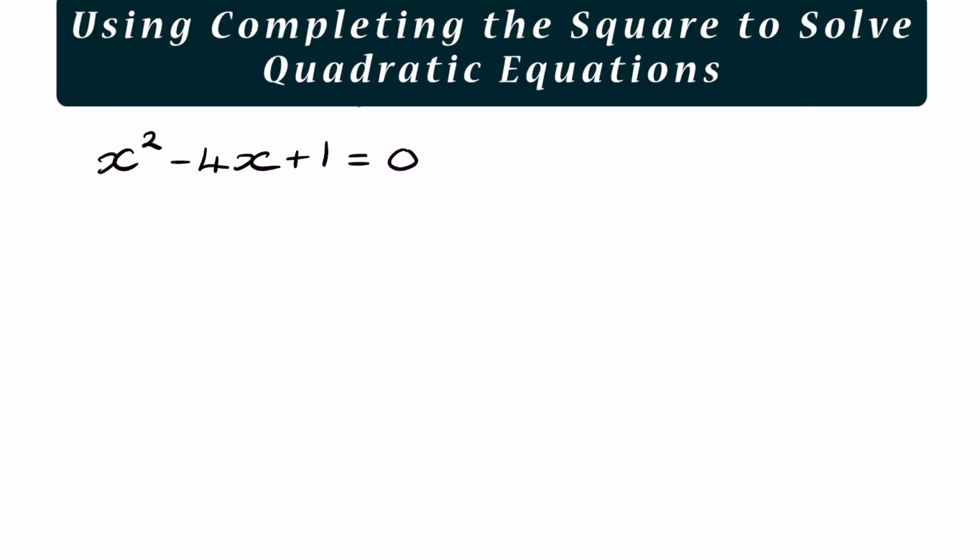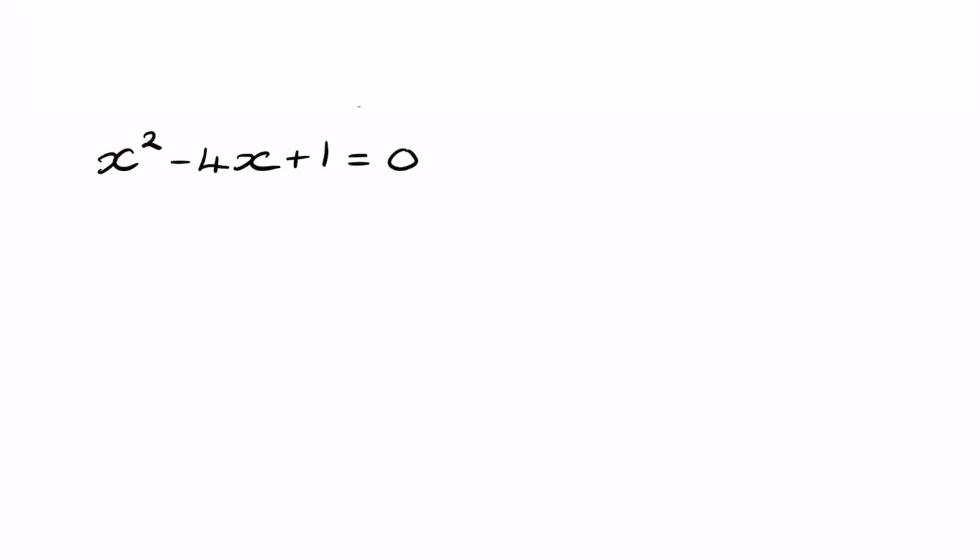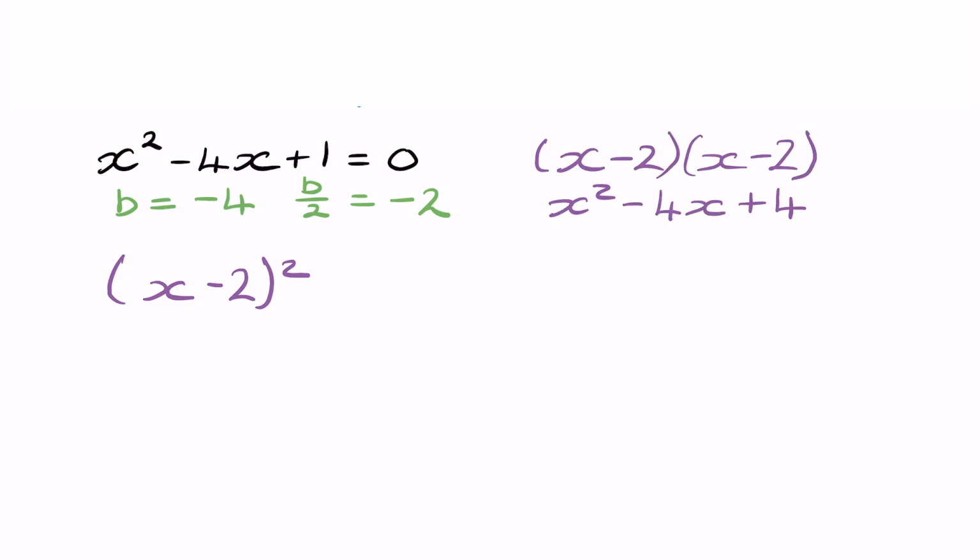Now we're going to go on to actually use completing the square to solve quadratic equations. We have the quadratic equation here, x² minus 4x plus 1 equals 0. First step, we put it in completed square form. And so we have b equals -4. b divided by 2 gives us -2. So the bracket is x minus 2 squared. That would be x² minus 4x plus 4. We wanted plus 1, so we have to subtract 3. So we subtract 3 and that equals 0.